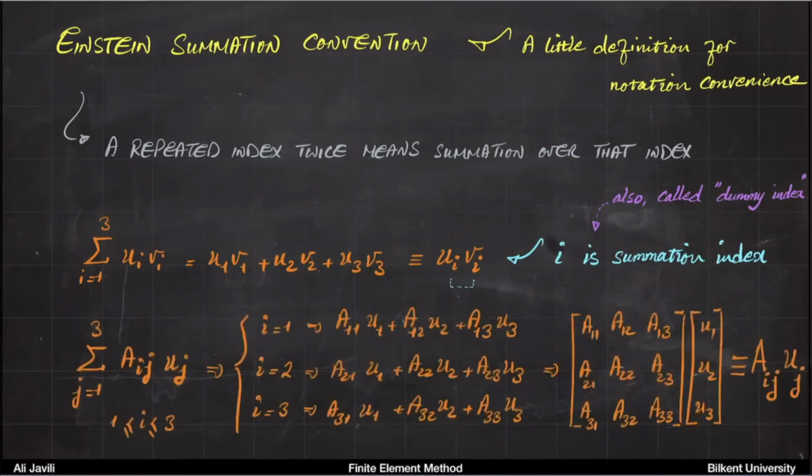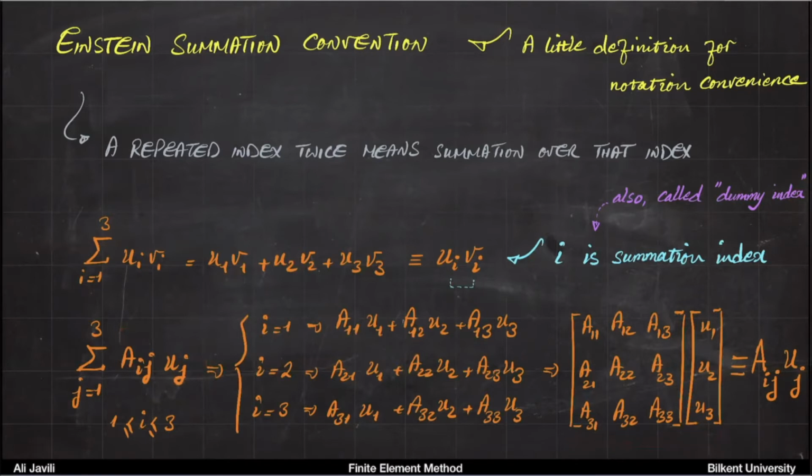Now if you have an expression like this, A_ij u_j, for any i between 1 to 3, and j goes from 1 to 3, that means for i=1, this would be the expression. For i=2, this is the expression. And for i=3, this is now the expression. Now, I'm sure you can recognize this. This is basically your famous matrix multiplication.